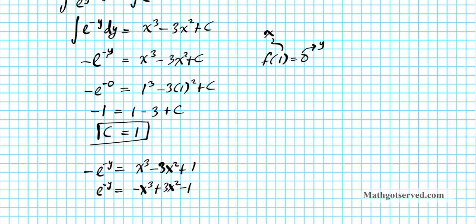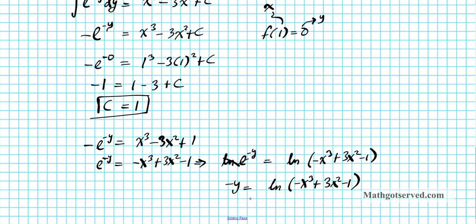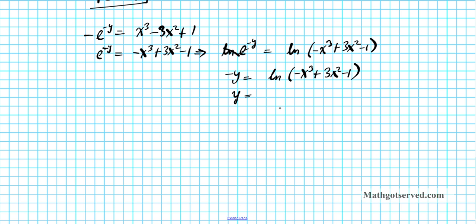And then to get rid of this e, we just take the natural logarithm of both sides. So this implies that the natural logarithm of e to the negative y is equal to the natural logarithm of negative x to the third plus 3x squared minus 1. So these two cancel out, so we have negative y equals the natural logarithm of negative x to the third plus 3x squared minus 1. Divide both sides by negative 1, you have y equals negative the natural logarithm of negative x to the third plus 3x squared minus 1. All right, so there goes your final answer.